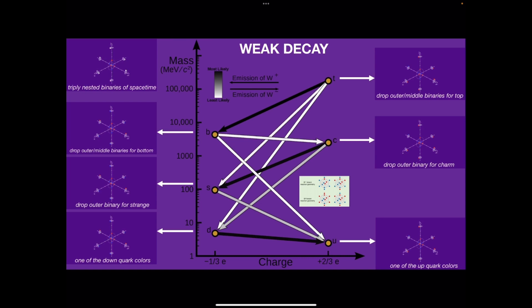And then if we lose both the outer and the middle binary, then we're exposing the highest energy binary, which is that inner binary that was shielded previously. You know, this is really fascinating stuff. Let me show you some of the other parts.